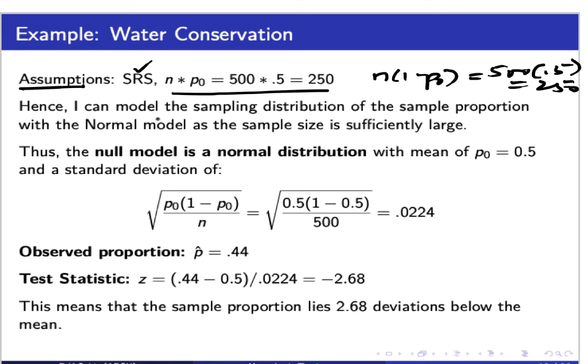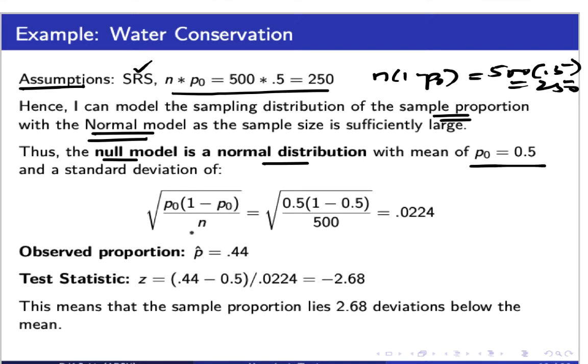Okay, so this model, we can say that the sampling distribution of the sample proportion is a normal model. Remember, we're going to apply the Z values, the Z scores and everything. So the sampling distribution of the sample proportion has a normal distribution because N is so large. Thus the null model is a normal distribution. What is the mean? The mean is given to be the hypothesized value, 0.5, and a standard deviation of square root of P0 times 1 minus P0 over N.